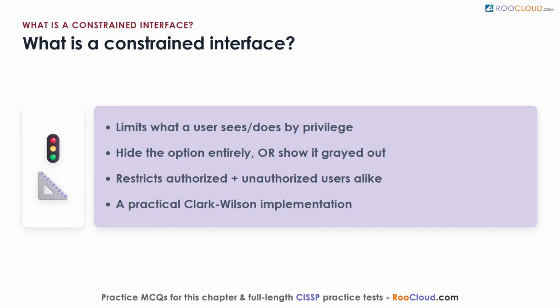Either way, the goal is to restrict the actions of authorized and unauthorized users alike, and it is a practical, everyday implementation of the Clark-Wilson model. Think of a self-checkout screen where the void item button is simply missing until a supervisor taps their card.